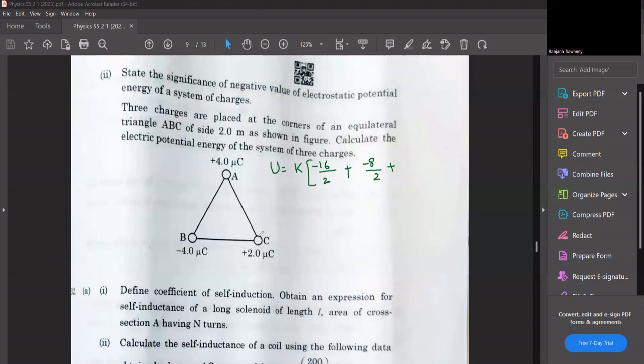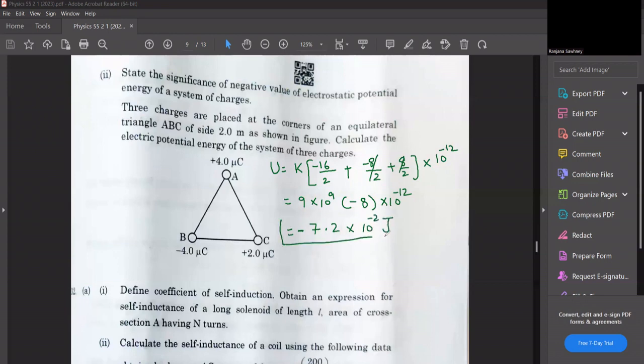Between these two charges, 4 into 2, 8 upon 2. Okay, all these are in microcoulombs, so into 10 raised to the power minus 6 minus 6. So this will be 10 raised to the power minus 12. Minus 8 by 2 plus 8 by 2 you can cancel out. K here is 9 into 10 raised to the power 9. Minus 16 by 2 is minus 8 into 10 raised to the power minus 12. So this is equal to minus 7.2 into 10 raised to the power minus 2 joules is the answer.